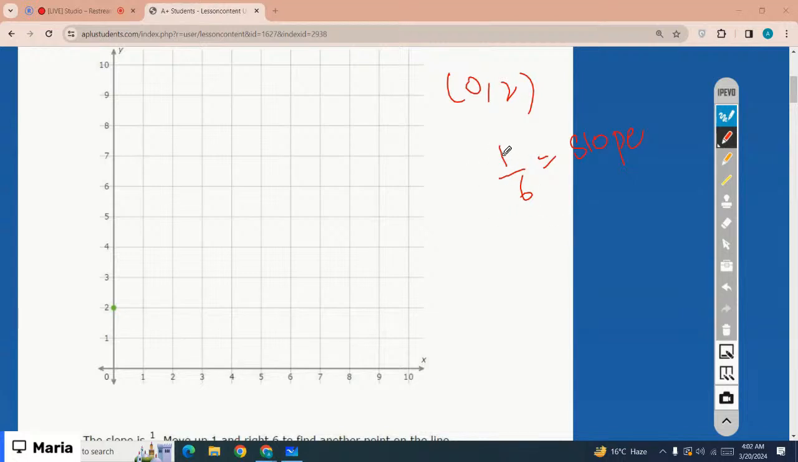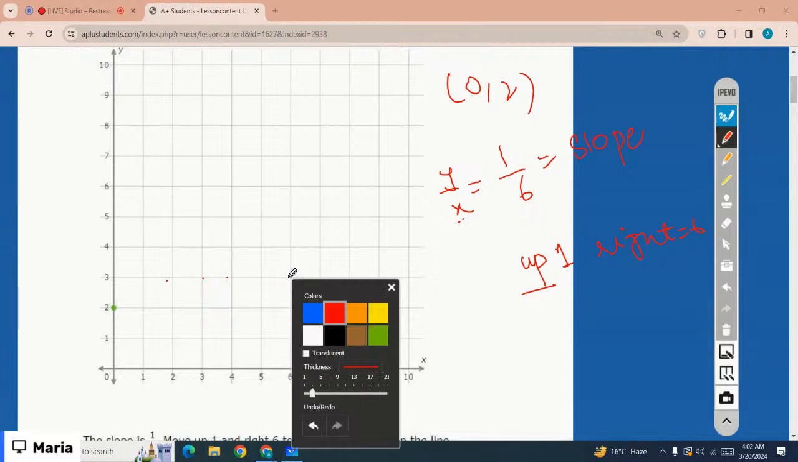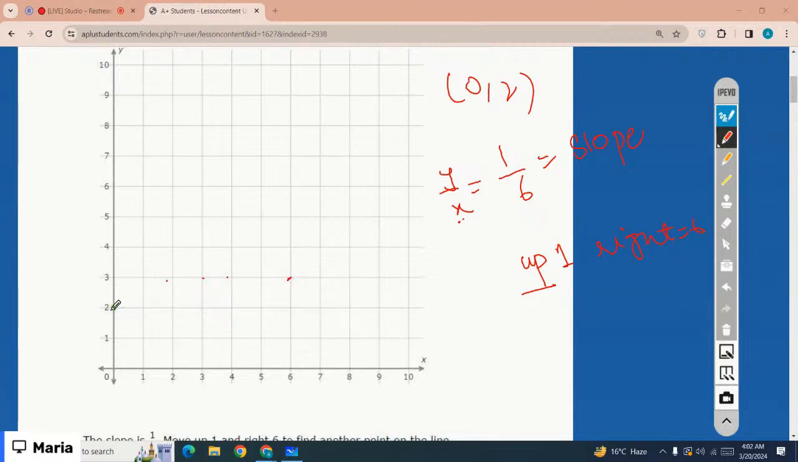1 means you have to move in the y direction. You have to move up 1 and right 6 because the slope is y over x, right? So that means y, 1 is positive, so you have to move up 1, and x is on the right hand side, so you need to move right. So move up 1 and then move 6 right, 1, 2, 3, 4, 5, 6. Here is another point, right? You just have to join these points and make a straight line, right?